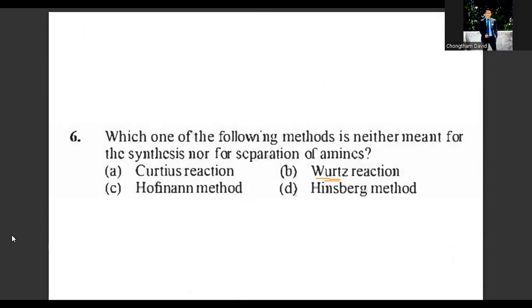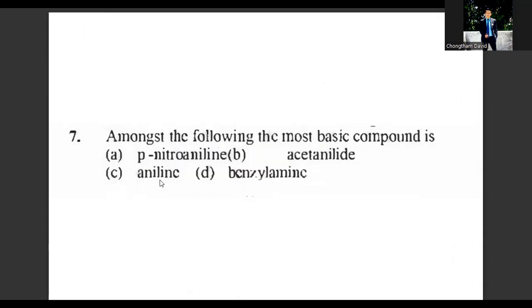Question number 7. Among the following, the most basic compound is option A, paranitroaniline; B, acetanilide; C, aniline; D, benzylamine. So benzylamine, this is the most basic. Okay, let us draw the structure of benzylamine. You have benzene ring, CH2 and NH2. You have a lone pair of electrons on the nitrogen atom. This is the most basic in character.